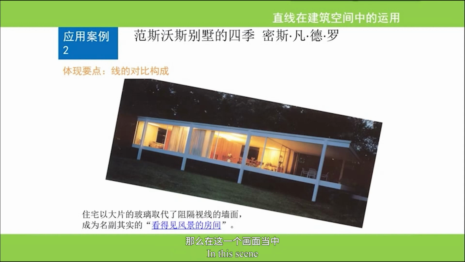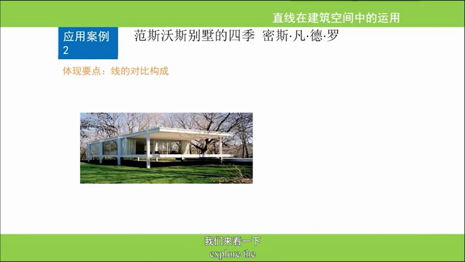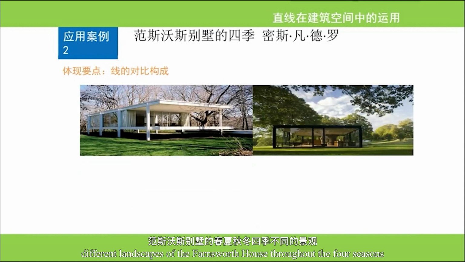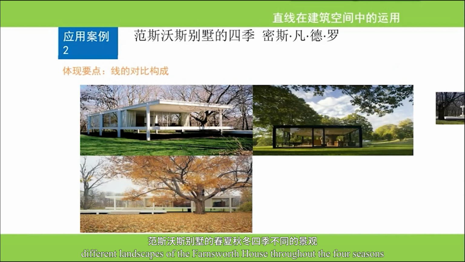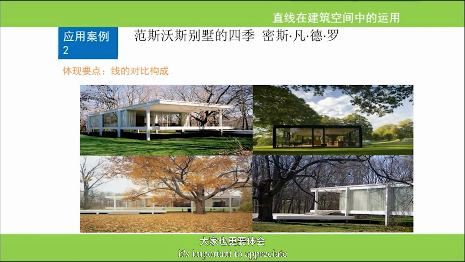In this scene, straight lines have become very few, but by no means dispensable elements. They not only provide a sense of stability, but also show us how simplicity in life can be interpreted with such simple lines in architecture, showcasing the brilliance of the designer. Now, let's explore the different landscapes of the Farnsworth House throughout the 4 seasons. During this exploration, it's important to appreciate the different forms created by lines on different surfaces.